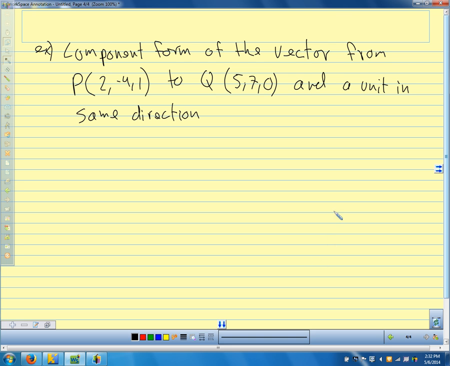So our component form between 2 points, we just take the components of the final point and subtract the components of the initial point. So our vector PQ, the final point is Q, so 5 minus 2 is 3, 7 minus negative 4 is 11, and 0 minus 1 is negative 1. So our vector PQ would be <3, 11, -1>.